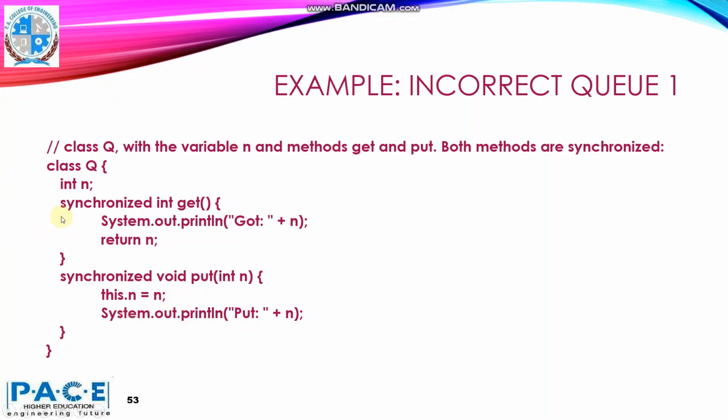This should not happen. Similarly, this also should not happen: that the consumer is very fast in getting the value of N. So the producer has not produced a new value, and the consumer has consumed the same value multiple times. Okay. So this also should not happen. So let's see what happens in this example.